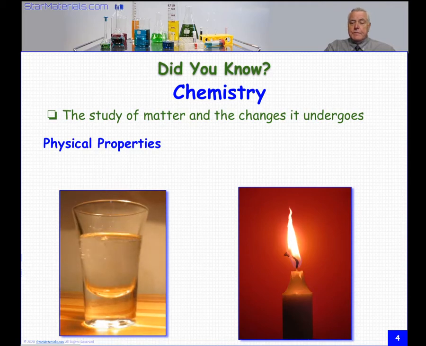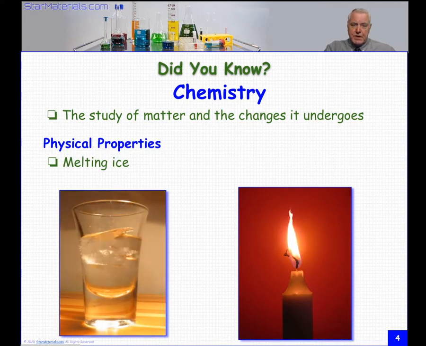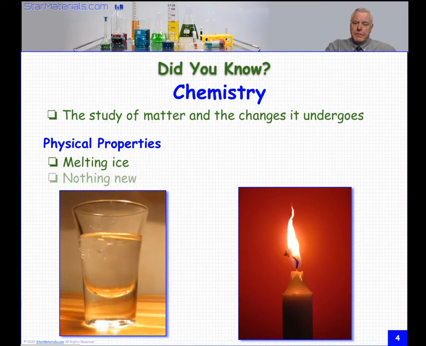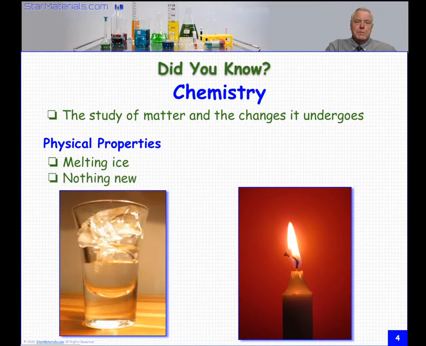Physical properties. Melting ice changes the physical property. You still have H2O, water. It just is in a different form. You have nothing new.